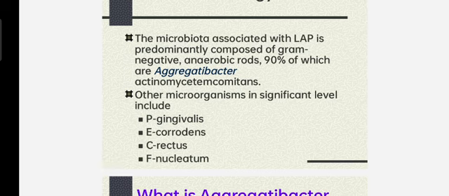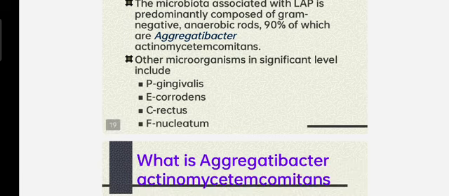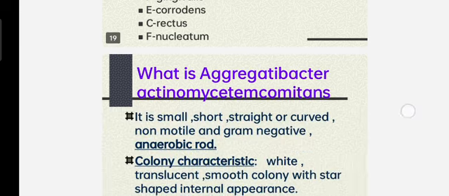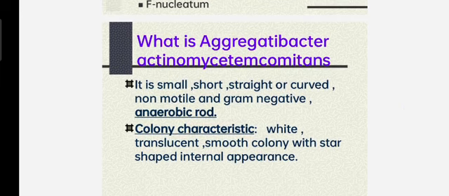Other microorganisms associated are P. gingivalis, Eikenella corrodens, Campylobacter rectus, and Fusobacterium nucleatum. So we are repeatedly saying Aggregatibacter actinomycetemcomitans is associated with the disease. So before we proceed with the answer, we should know what exactly this bacteria looks like. What are the features of this bacteria?